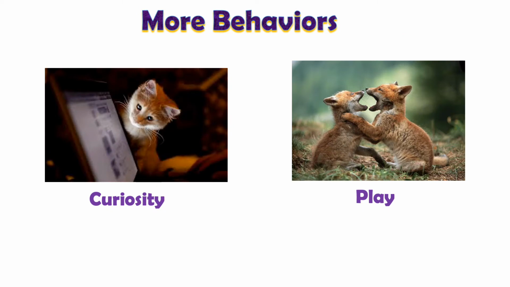Other important behaviors include curiosity and play. Curiosity is an interesting behavior displayed by both young and adults. This includes behaviors like sniffing, pawing, chewing, and mounting. Play is important for many animals, especially for predators. It teaches the young hunting skills early in life.